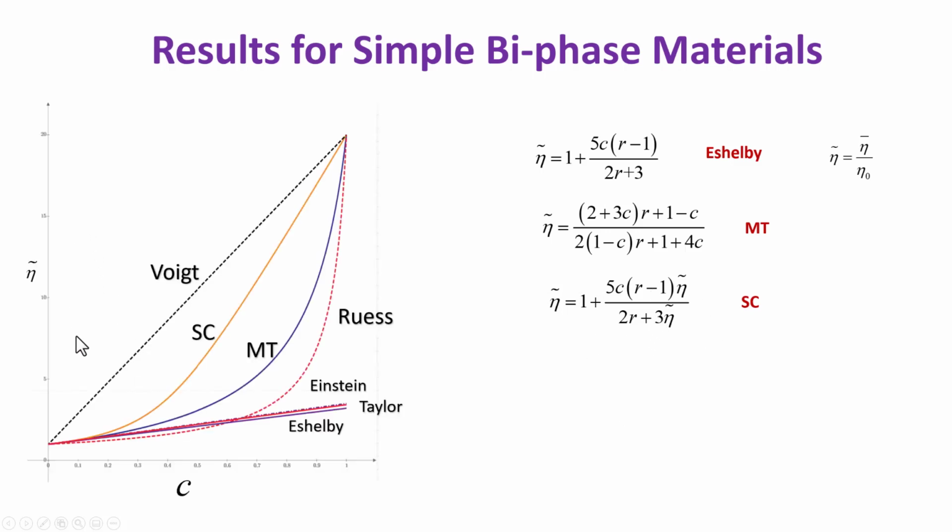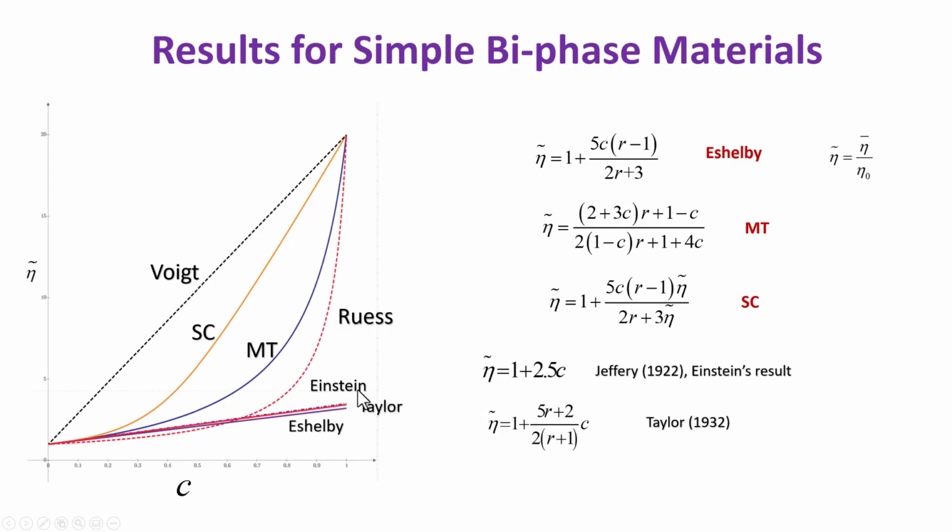So here is a plot for the situation. The viscosity ratio is 20. The Voigt upper bound is here and the Reuss lower bound is here. The Eshelby result is applicable only for very dilute situations, for C very, very small.